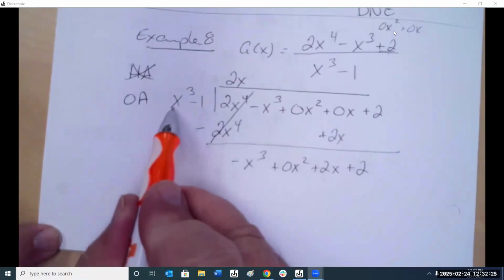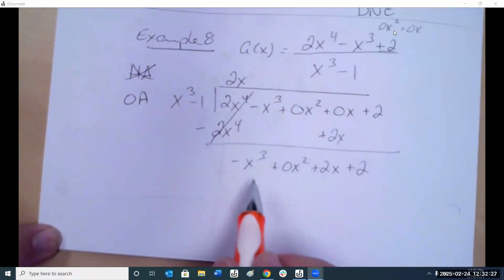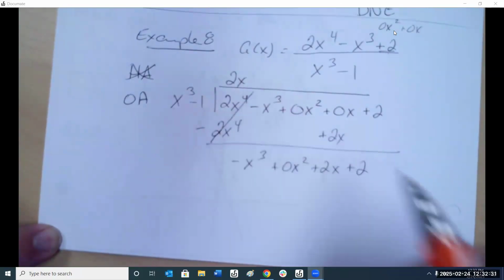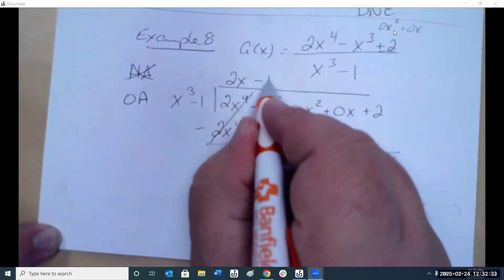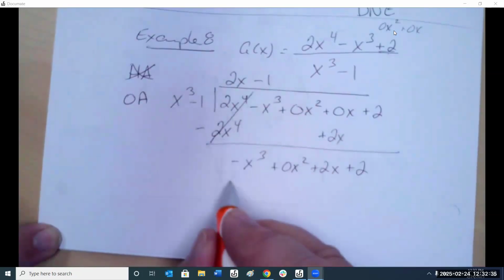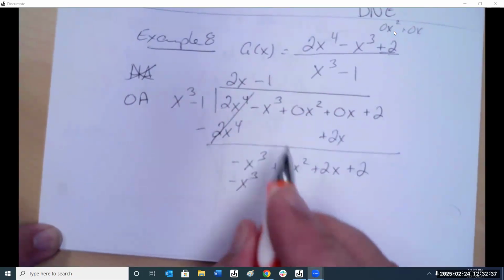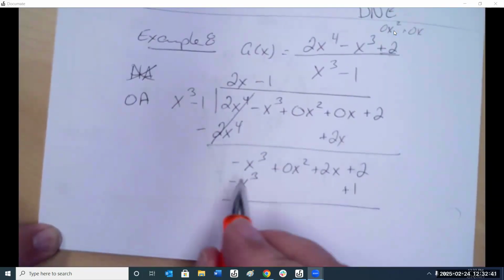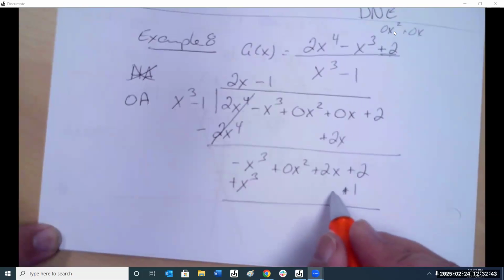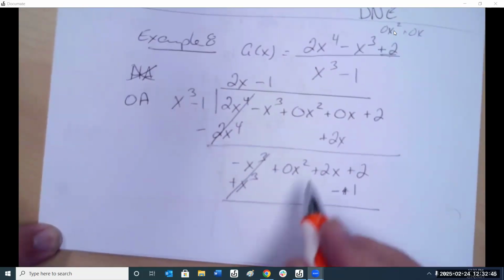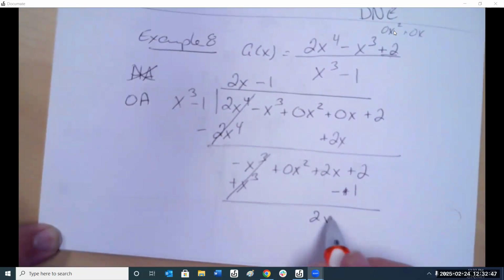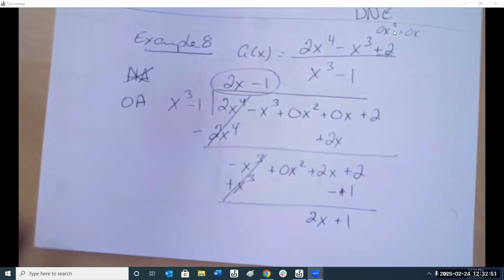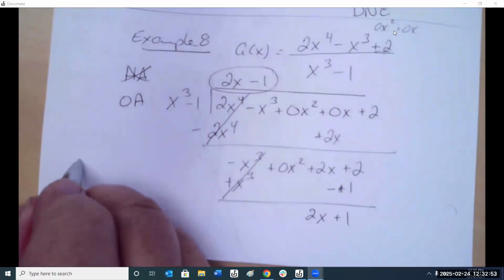Repeat the process. What times x cubed gives me negative x cubed? Negative 1. So negative 1 x cubed is negative x cubed. Negative negative is a positive 1. Change the signs. And that's our oblique asymptote.